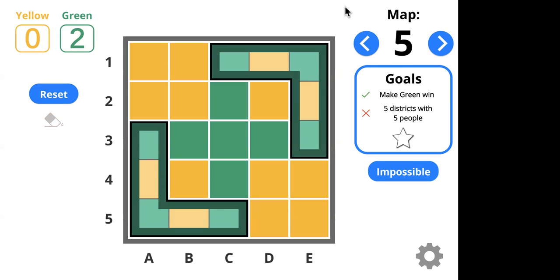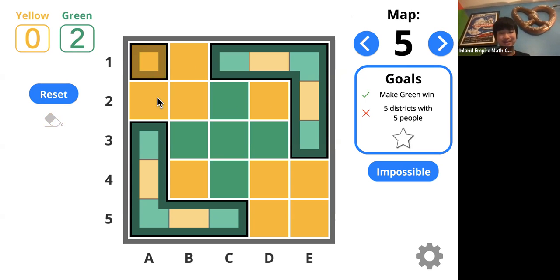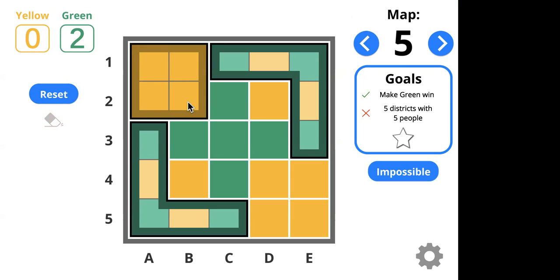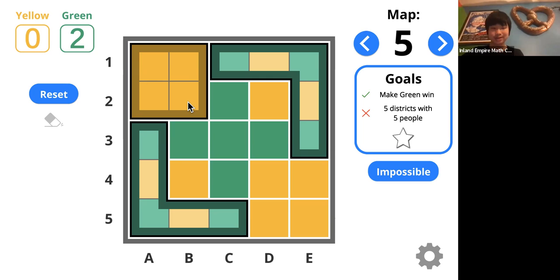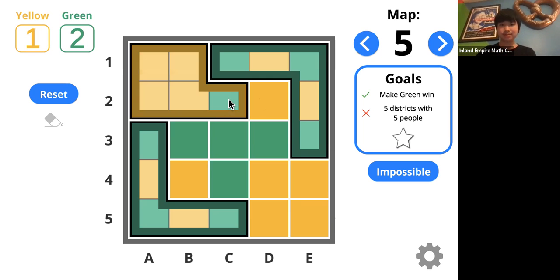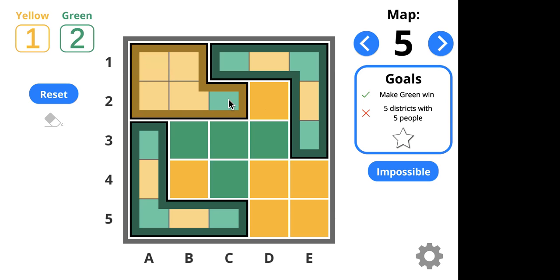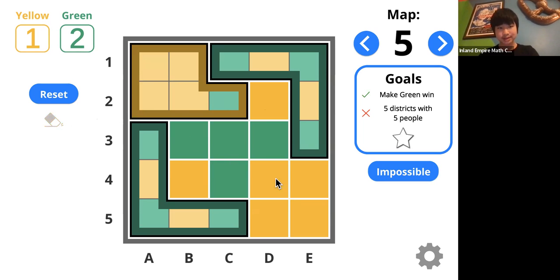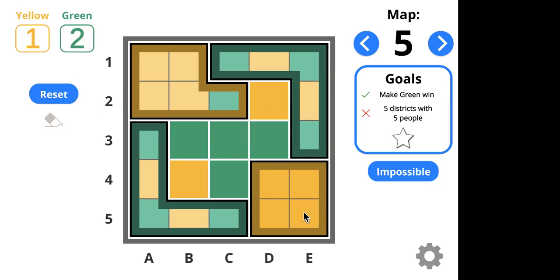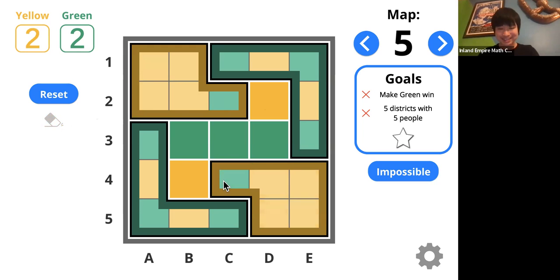Then 1, 2, A and B. Okay, so like this. And then 2, C, and then 4, 5, D, E, 4, 5, B. And so then 4, C, and then the rest.